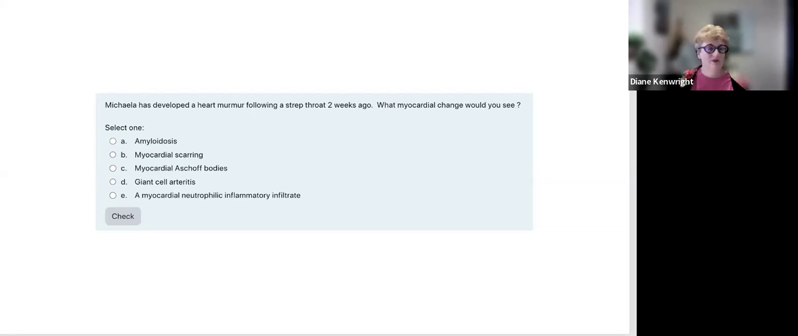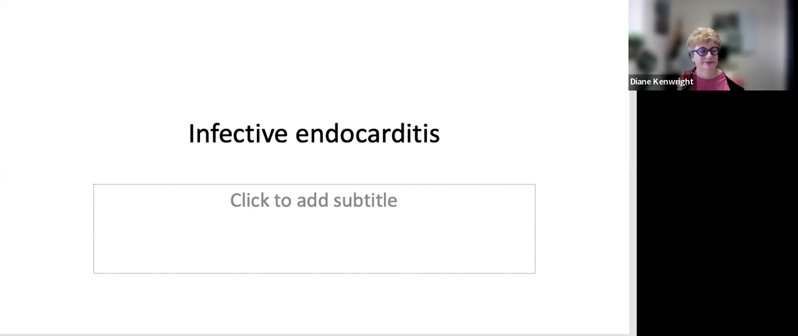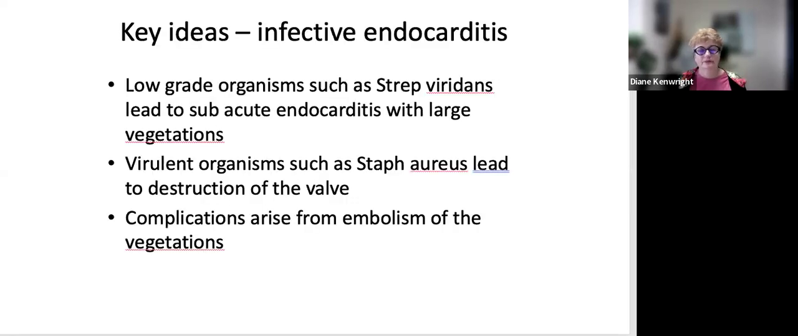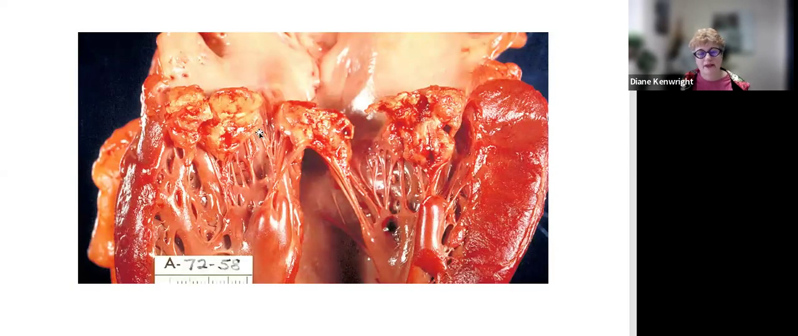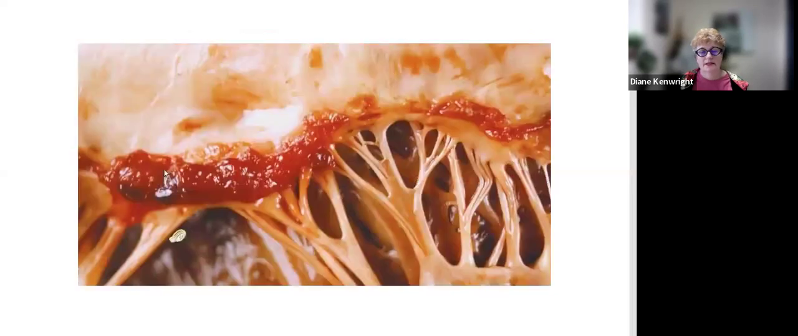Now we're going to go to a quick revision of infective endocarditis. These are the big ideas. Right. Low-grade organisms such as strep viridans lead to subacute endocarditis with large vegetations. Virulent organisms such as staph lead to destruction of the valve, like abscesses around the valve ring type destruction. And lots of complications can arise from the embolism of vegetations. Here's a picture of them. Notice how big they are. They are absolutely giant vegetations compared to the tiny ones that you see in rheumatic fever.